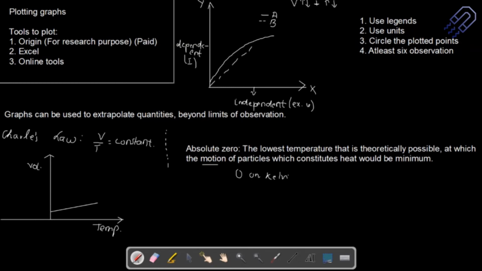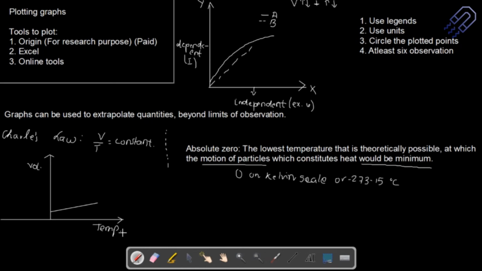That means, in simple words, the motion of the particle would be minimum. We say minimum because we have not yet gone to that temperature to see if the particle really stops moving. So 0 on the Kelvin scale is minus 273.15 degree centigrade. We usually remember 273 and forget the 0.15, but I think we should remember it. Whenever you are converting degree centigrade to Kelvin, we use the value 273, but take it to be 273.15.